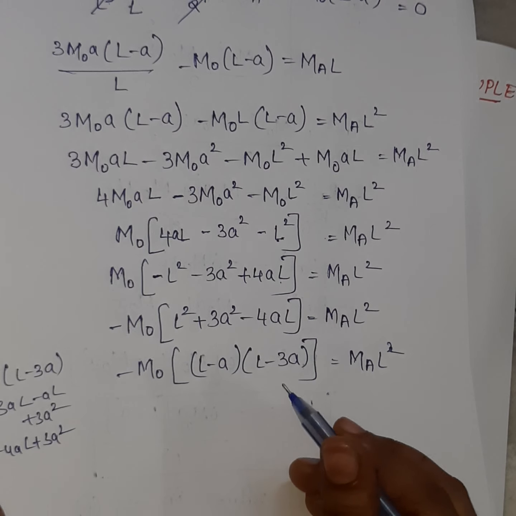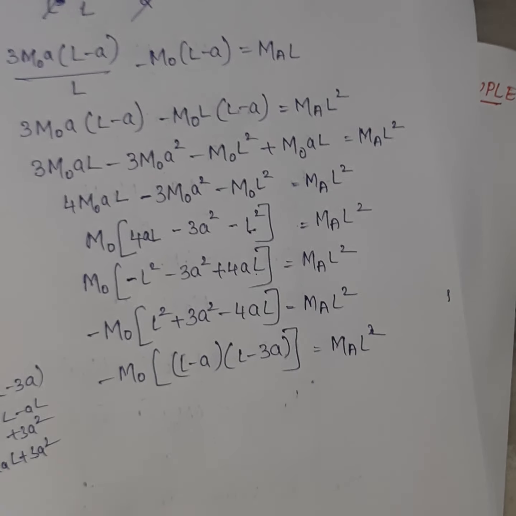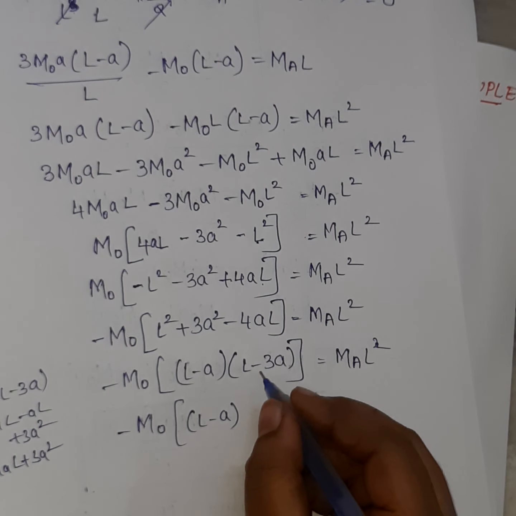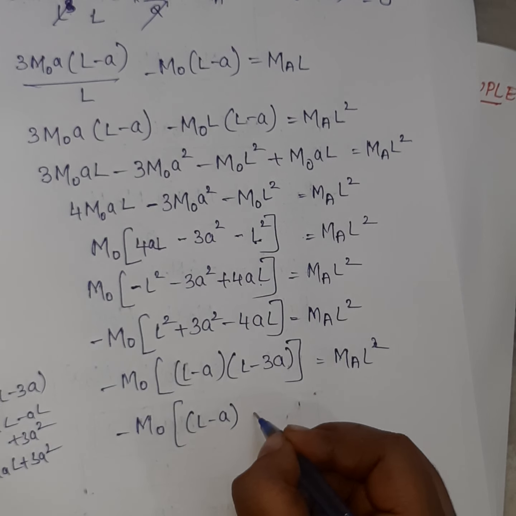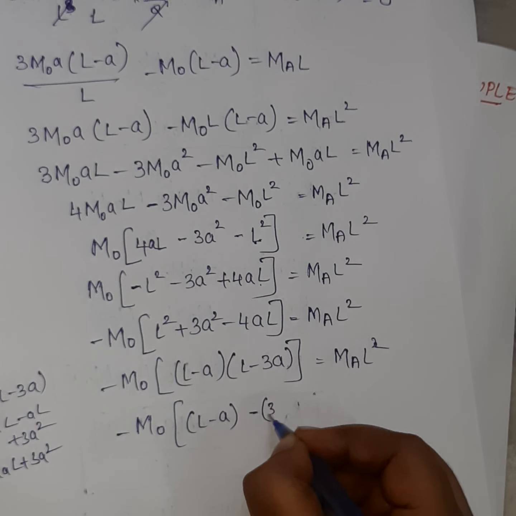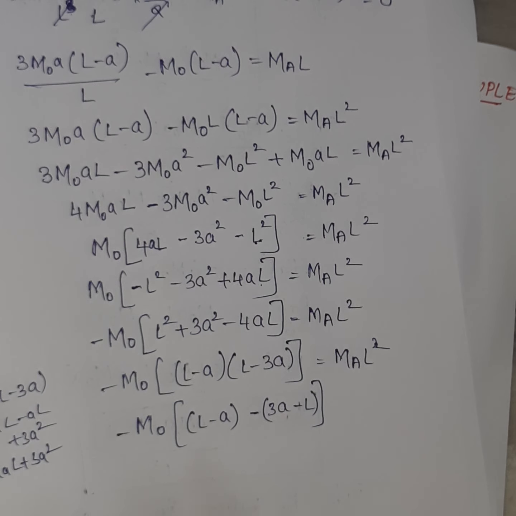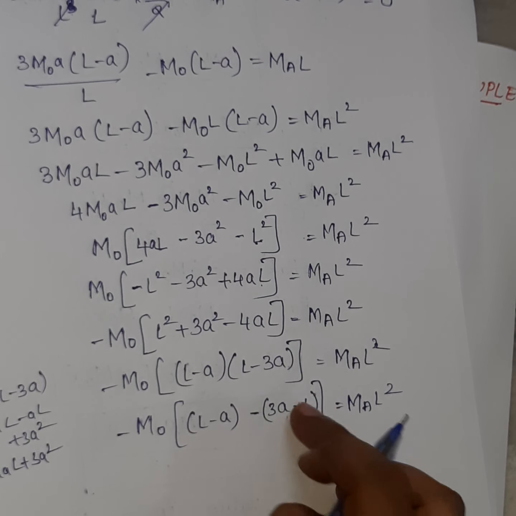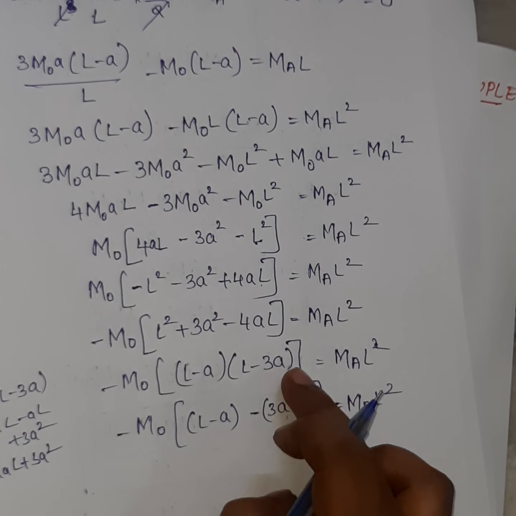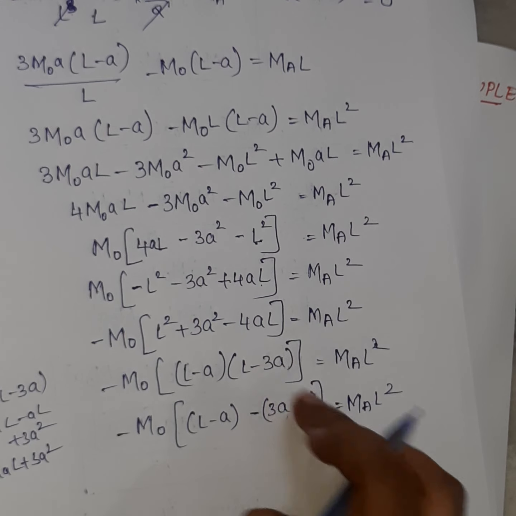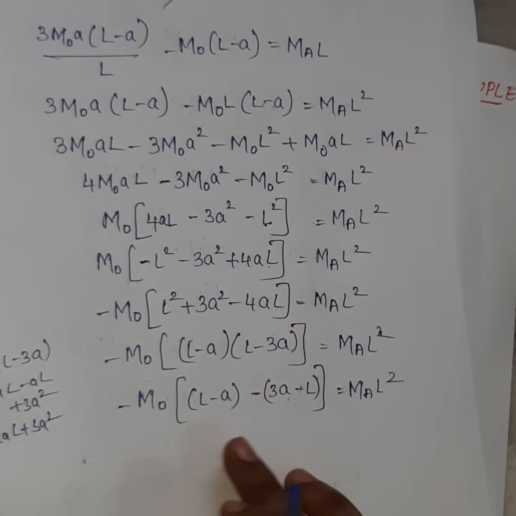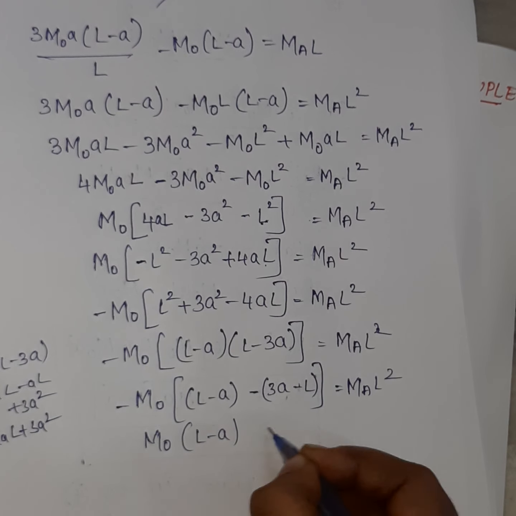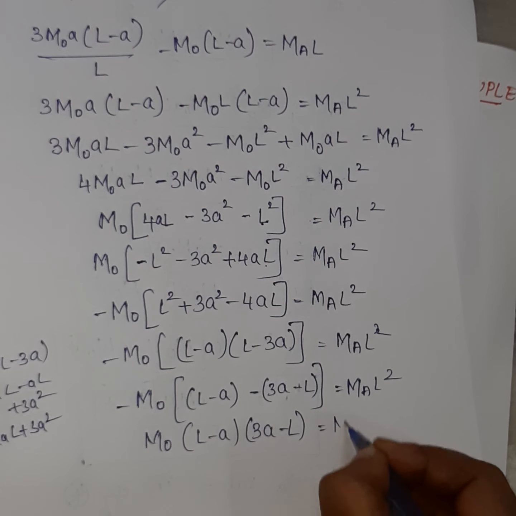So by writing like this, see here, I am writing minus m naught into L minus a, and this term as minus of 3a minus L, is equal to ma L square. I am writing L minus 3a as minus of 3a minus L. So what will you get? Minus of 3a minus L, minus into minus is plus. So you will get m naught into L minus a into 3a minus L is equal to ma L square.